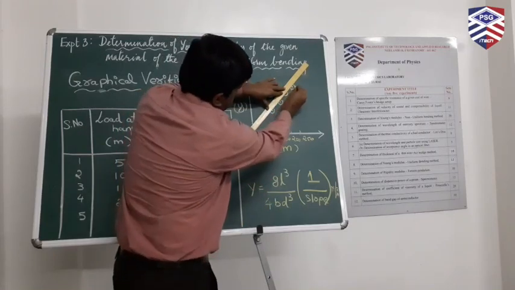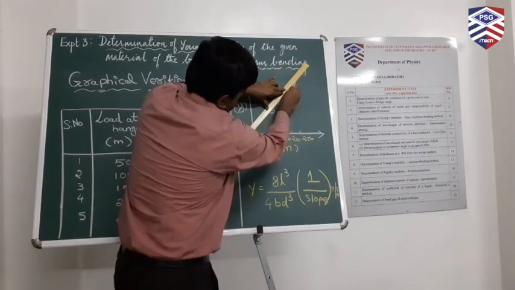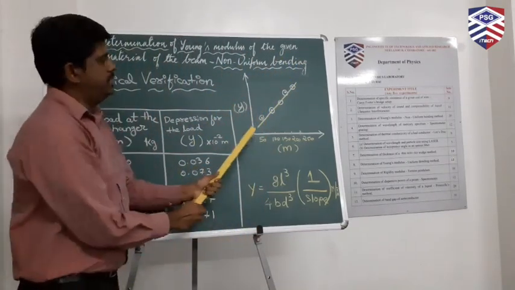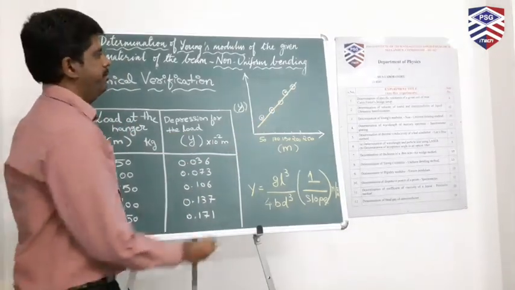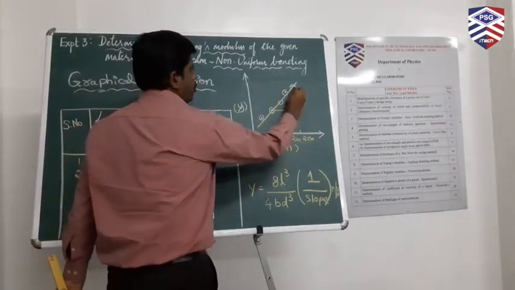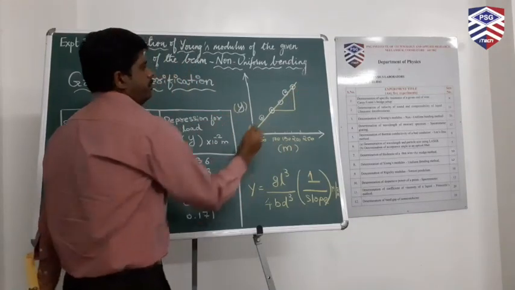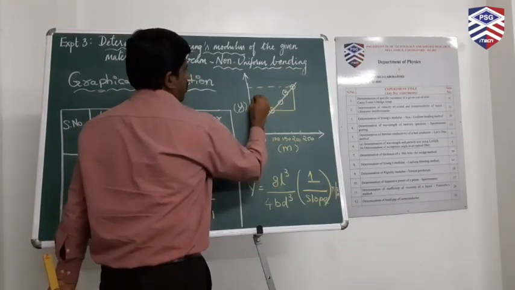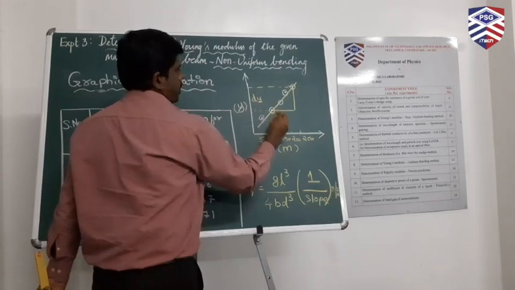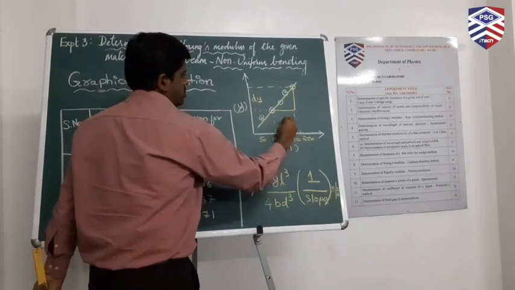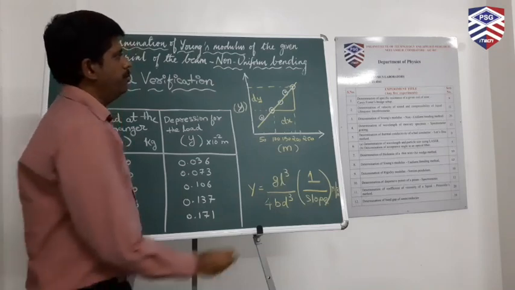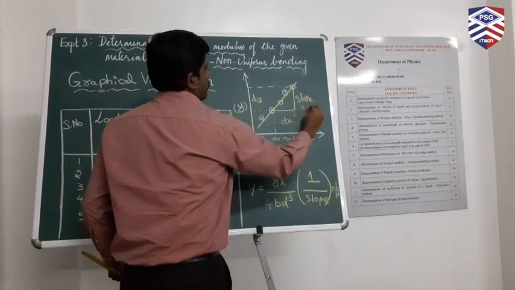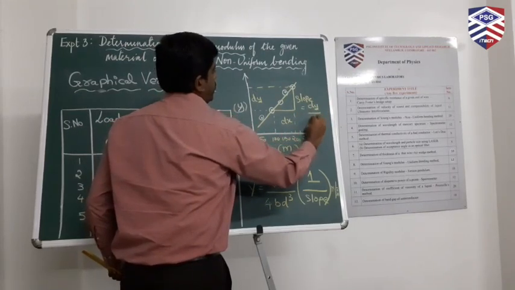So in this case, we are getting 3 points passing through a straight line. Let us draw a slope connecting these 2 points, and this is the point. This is called dy, and this difference is dx. As we know, slope is dy by dx.